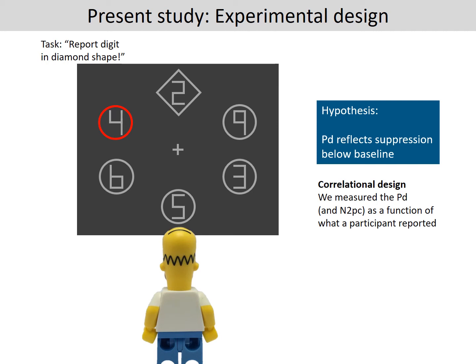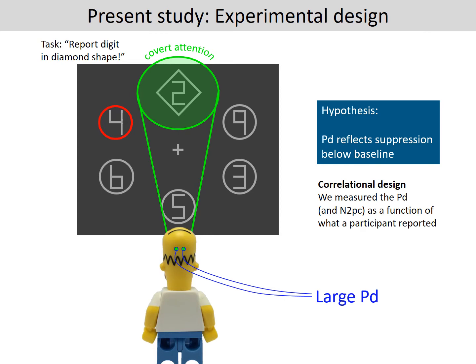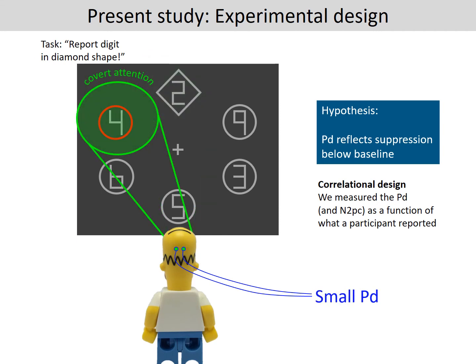This is a correlational approach. So if participants successfully attend the target, which means that they suppress the color singleton sufficiently, we should see a relatively large PD. If, however, suppression fails and participants attend the singleton erroneously, we should see a relatively small PD.